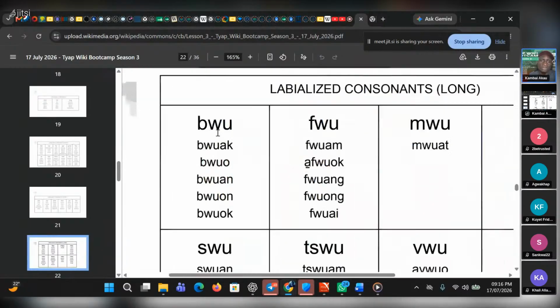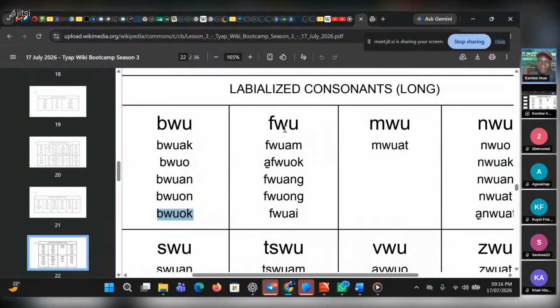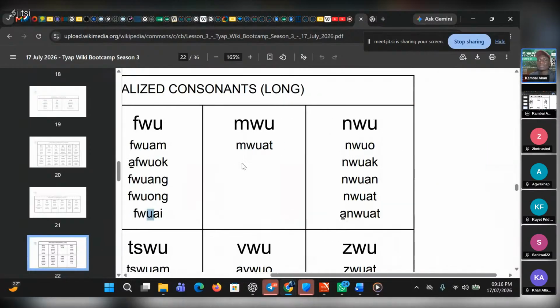For example, we have buak, to turn, and then we have buo, we have buan, we have buon, and then we have buok. Then we have the long labialized first sound. We have fuam, we have fuang, and then we have fuai, and then we have the long labialized sound, and then we have muat.